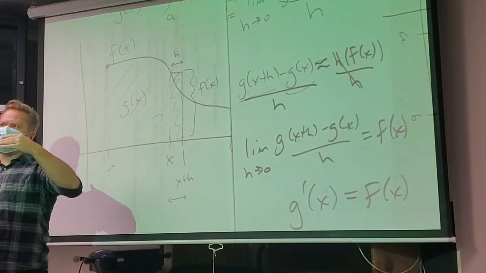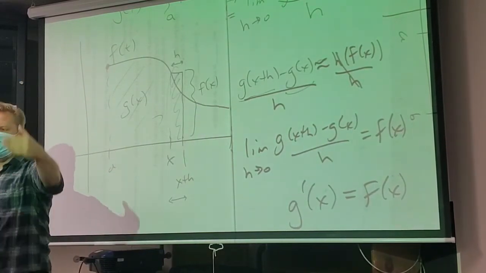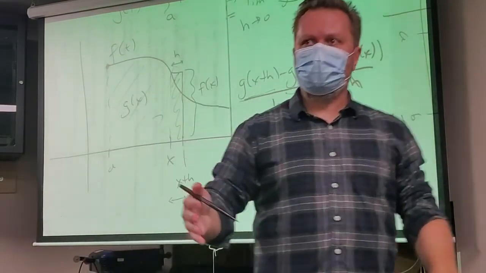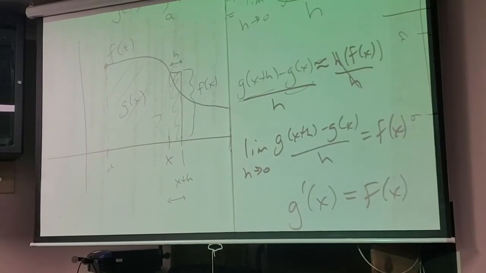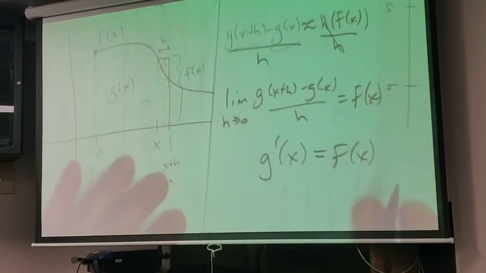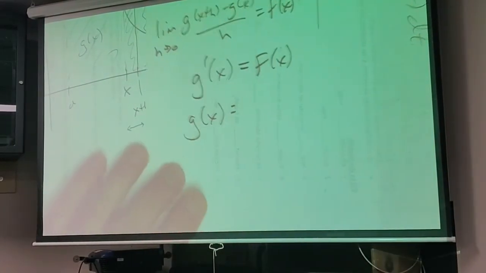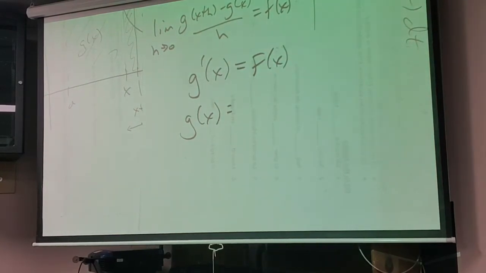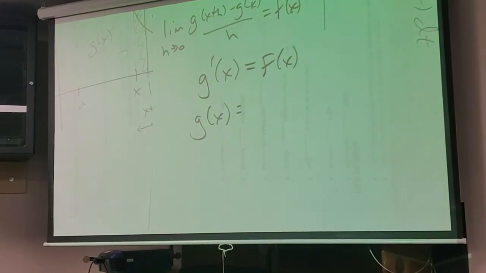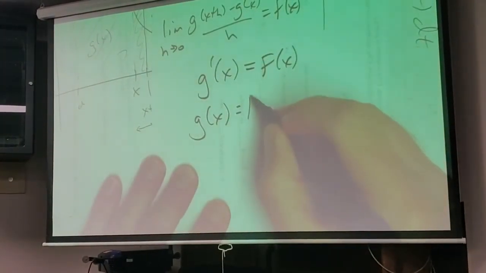That is why the change in my area function is equal to the function value at that point. That's what we just figured out. This is kind of huge. Using notation that we've used so far this semester, what does that mean g of x is? If g prime is little f, g must be the antiderivative, which we represent as big F.